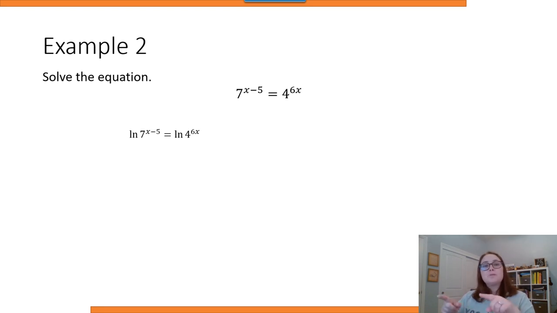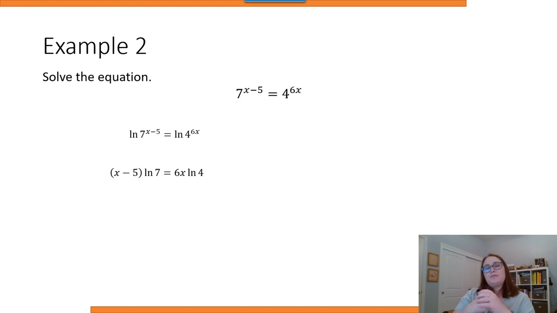I can use the power rule to bring those exponents out of the exponent position, and that is going to make it much easier to solve for x. So this becomes x minus 5 in parentheses times natural log 7 equals 6x times the natural log of 4. So I don't have the exponents there with variables in them anymore. It's going to make it much easier to solve.